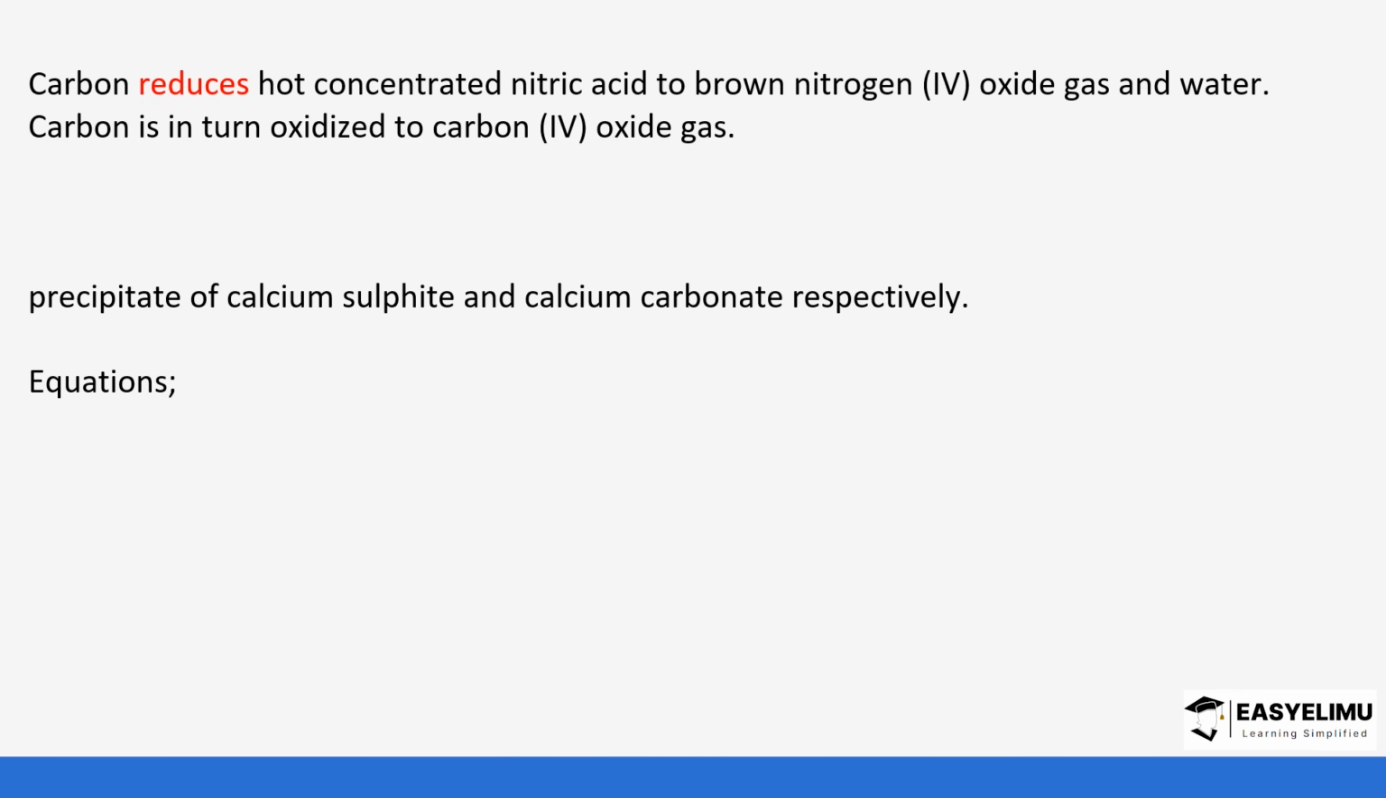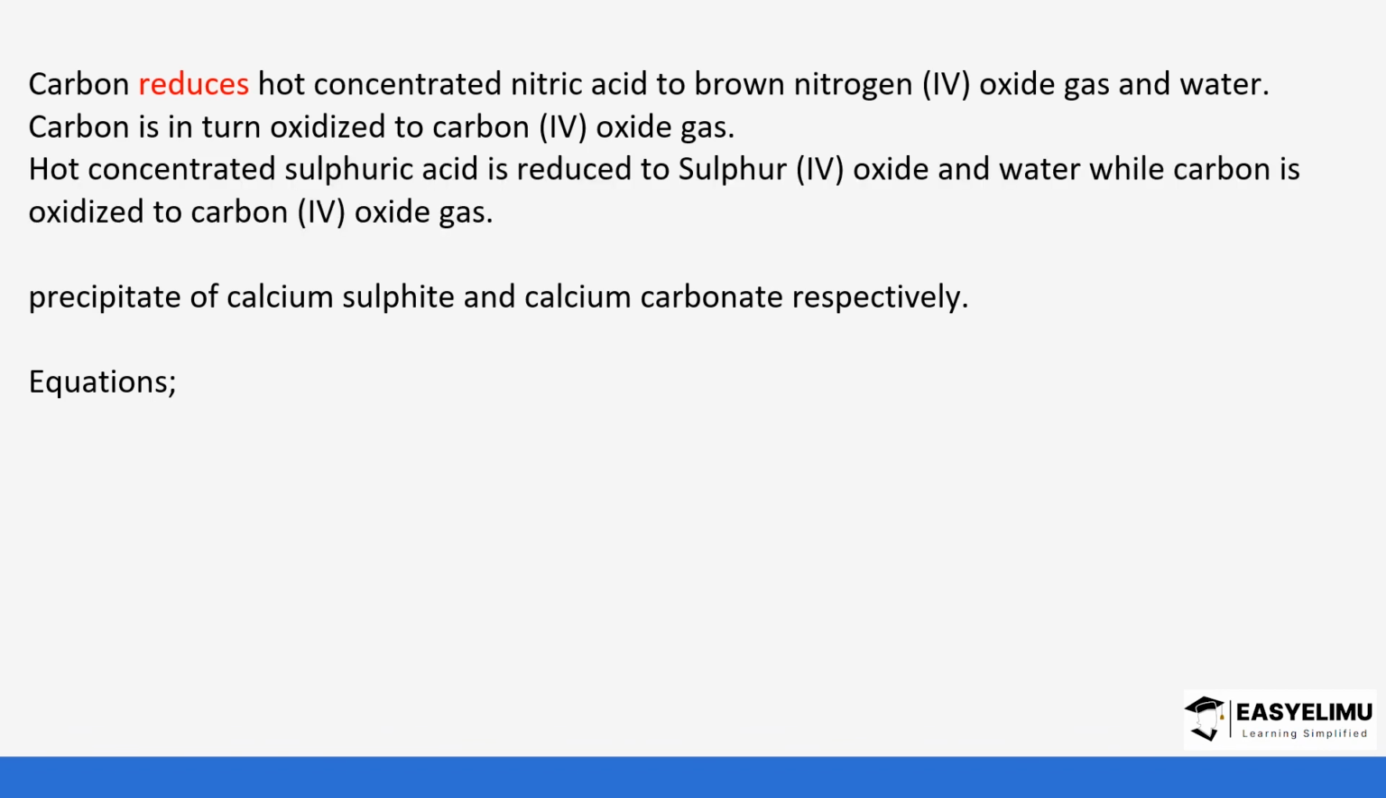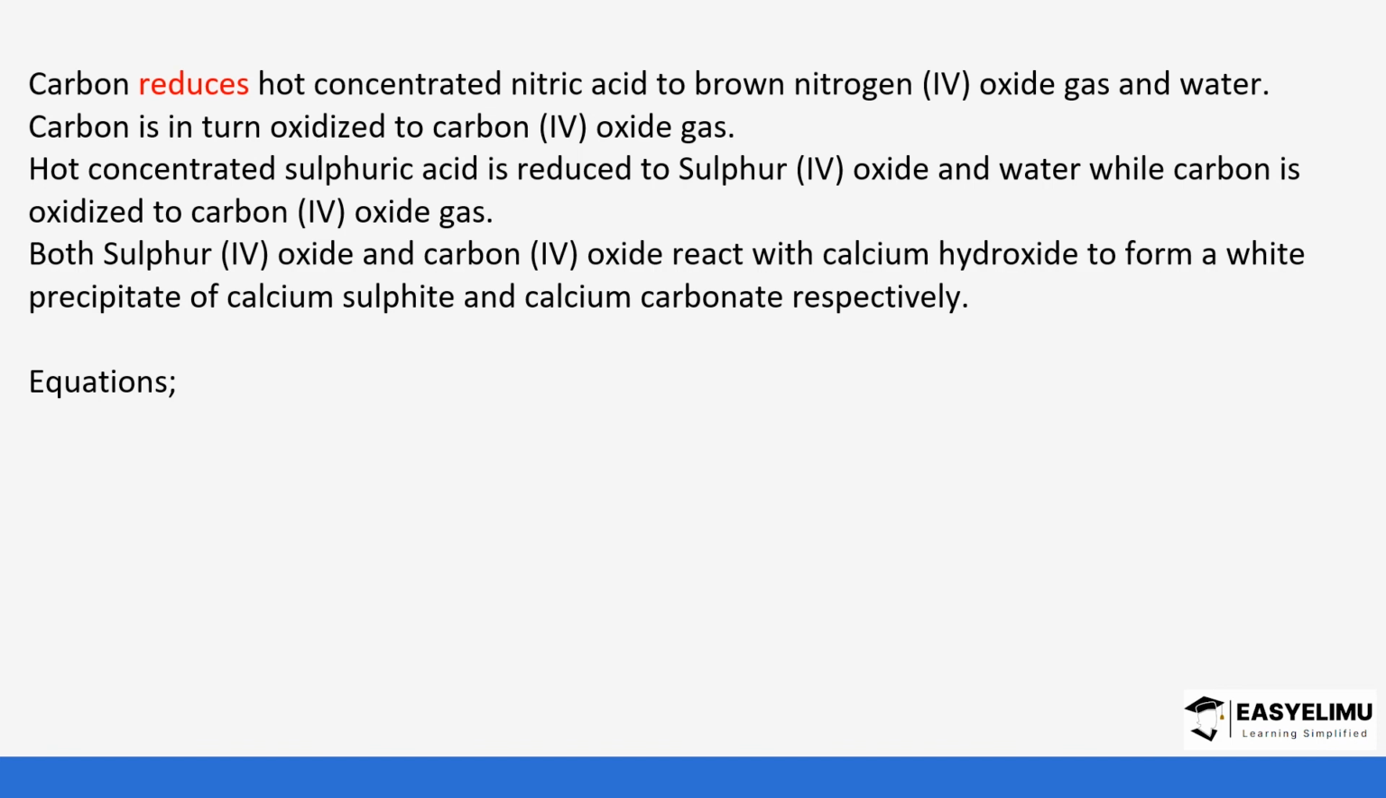Carbon also reduces hot concentrated nitric acid to brown nitrogen 4 oxide and water, and carbon in turn is oxidized to carbon 4 oxide. It also reduces concentrated sulfuric acid to sulfur 4 oxide and water, while itself is oxidized to carbon 4 oxide. So both carbon 4 oxide and sulfur 4 oxide react with calcium hydroxide. They are going to form calcium sulfite and calcium carbonate respectively.